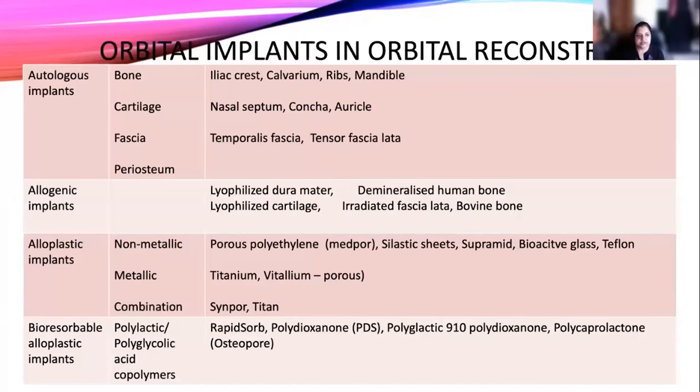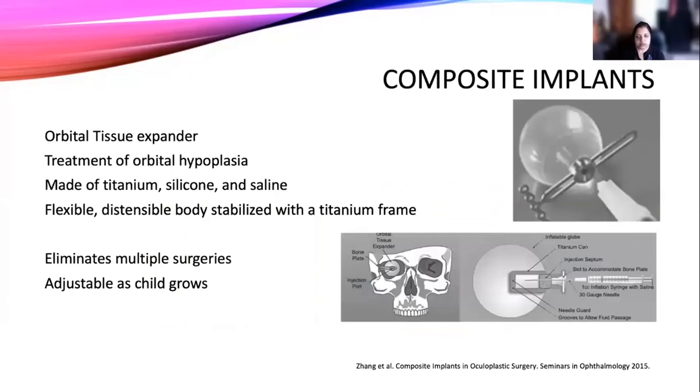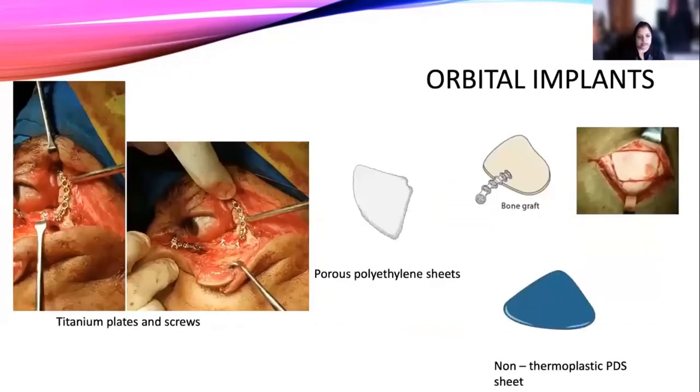Now, they can also be classified based on various types, whether it's autologous, allogenic, alloplastic or bioresorbable. The titanium mesh is a commonly used orbital implant in floor fractures. These can also be composite along with porous polyethylene partly, and can be easily bent and placed along the contour of the floor of the orbit. The other implants are the titanium plates and screws, porous polyethylene sheets, and also the calvarial bone grafts.